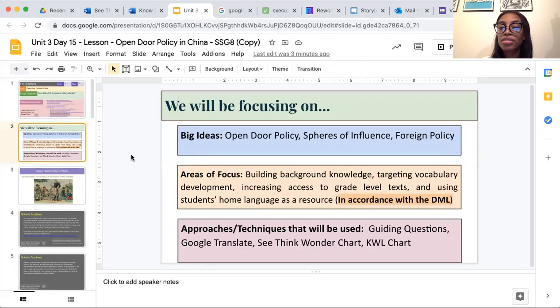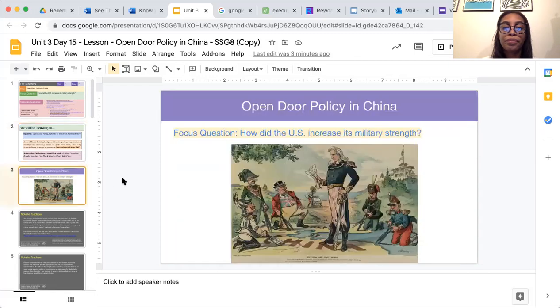The areas of focus are going to be building background knowledge, targeting vocabulary development, increasing access to grade level texts, and using students' home language as a resource. We will be exploring guiding questions, Google Translate, See Think Wonder chart.